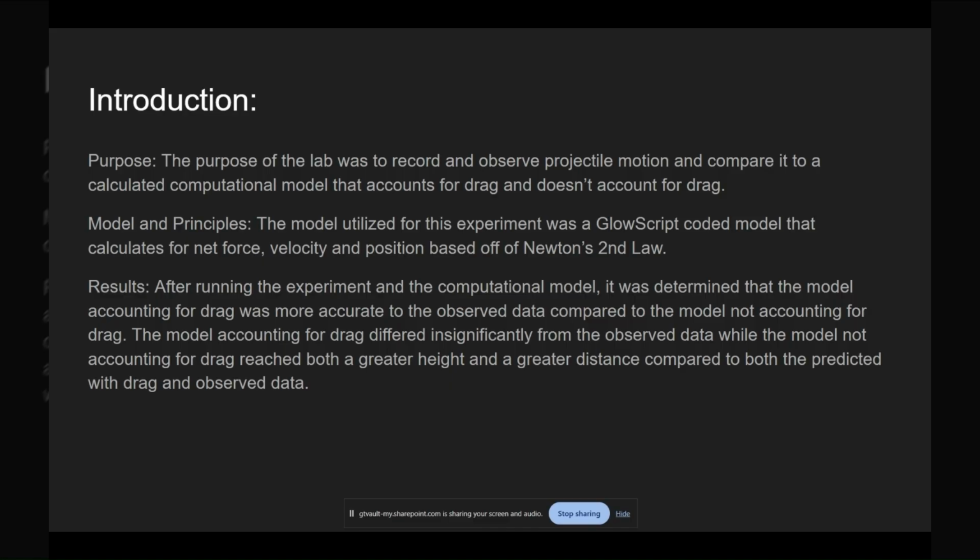The model utilized for this experiment was a GlowScript-coded model that calculated net force, velocity, and position based off Newton's second law. After running the experiment and the computational model, it was determined that the model accounting for drag was far more accurate to observed data compared to the model that didn't account for drag. The model accounting for drag differed insignificantly from the observed data, while the model not accounting for drag reached both a greater height and a greater distance compared to both the predicted model with drag and the observed data.